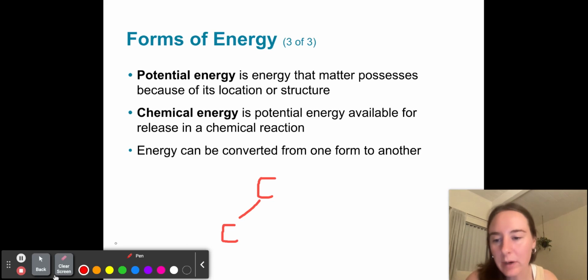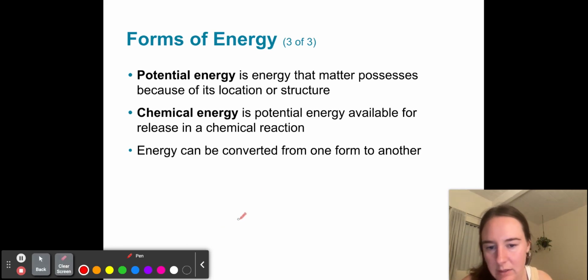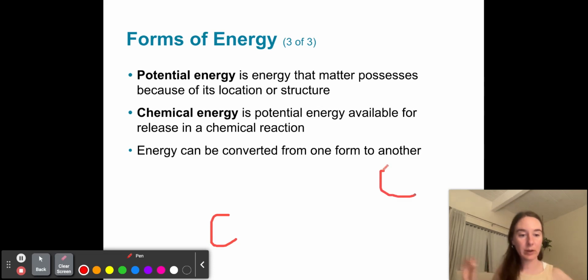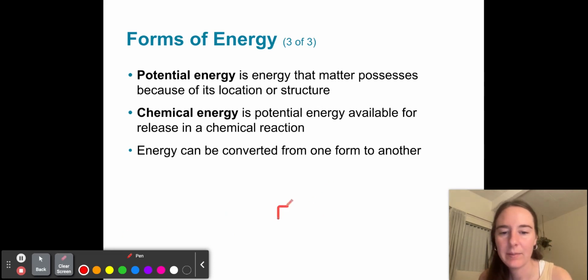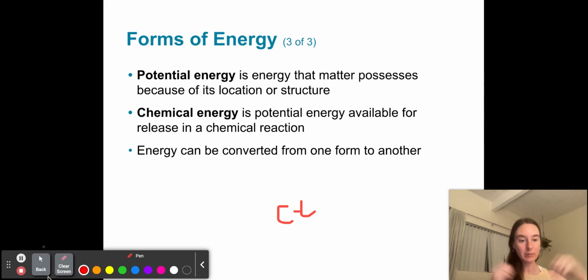So if this bond is broken, and they're now pushed away from each other, right? Now they have less potential energy, because before they had high potential to change their position. And now when the bond breaks, they have lost that potential energy, right? They're not interacting with each other.